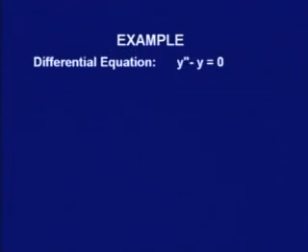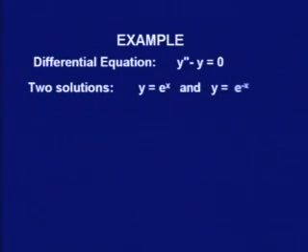Let us see one example. Let us take the differential equation y double dash minus y is equal to 0. This is a second order equation. We can see that e to the power x and e to the power minus x are two solutions of this equation. Why would they be solutions? If I substitute y, y dash and y double dash in this equation, they should satisfy the equation.